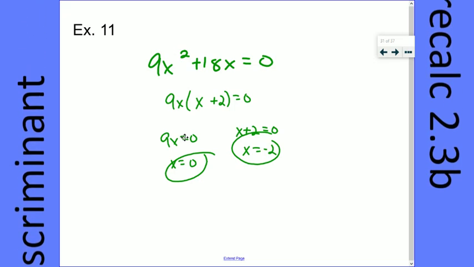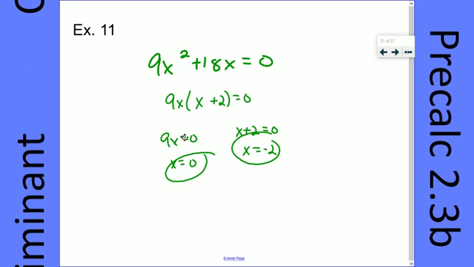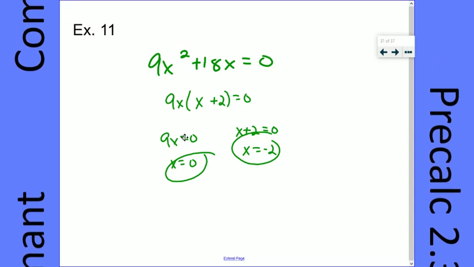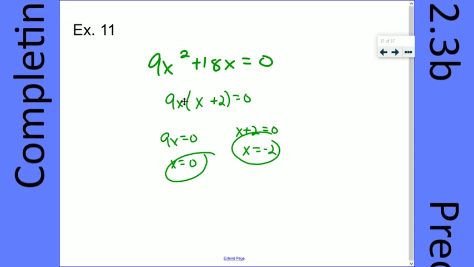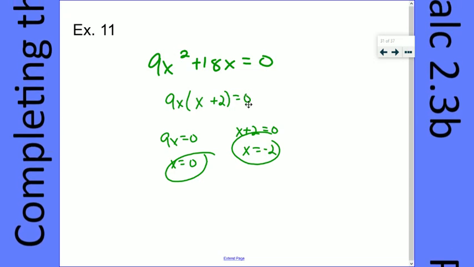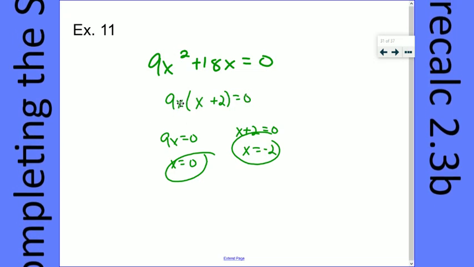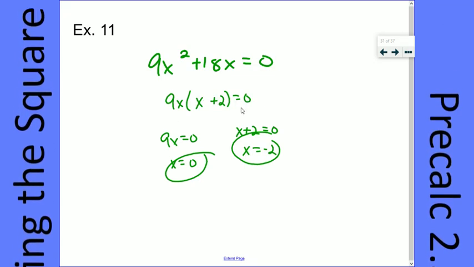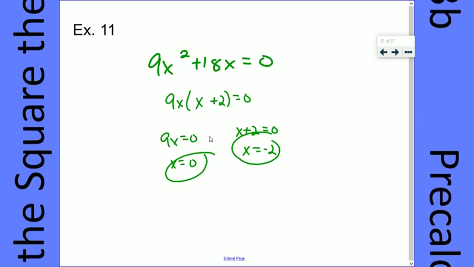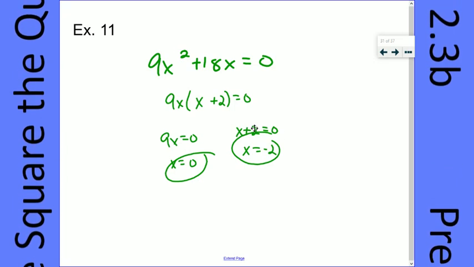All right, look for the thing they have in common. Both of these terms have a 9x in common. If we factor out that 9x, we get that 9x times x plus 2 equals 0. So we have 9x times this equals 0. Something times something else equals 0. The only way that's true is if either one of those two things are 0.